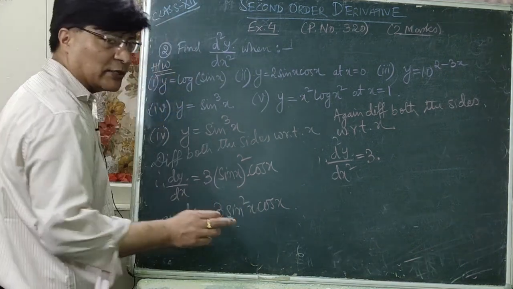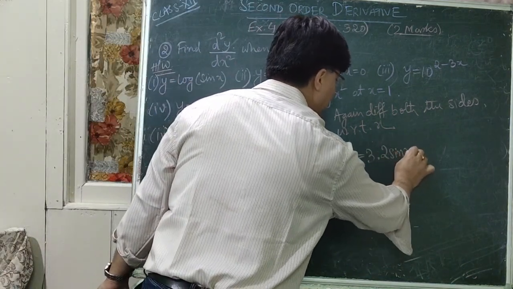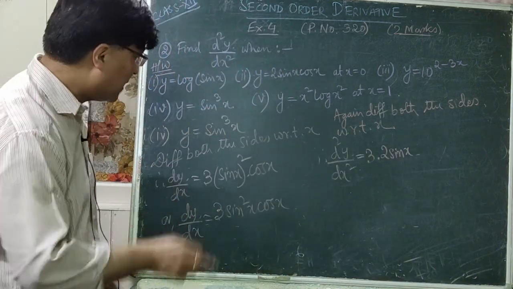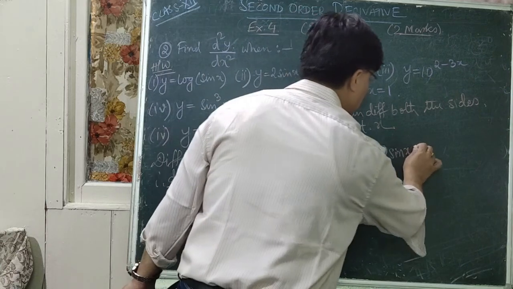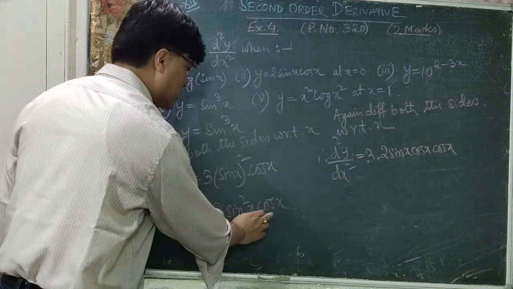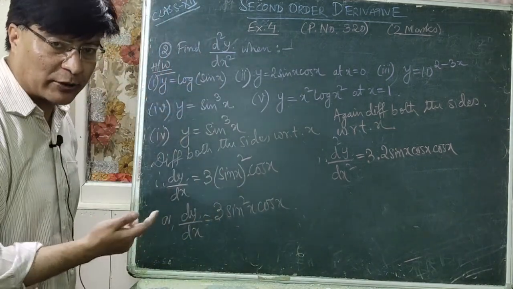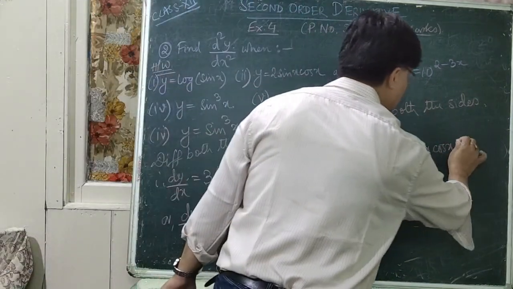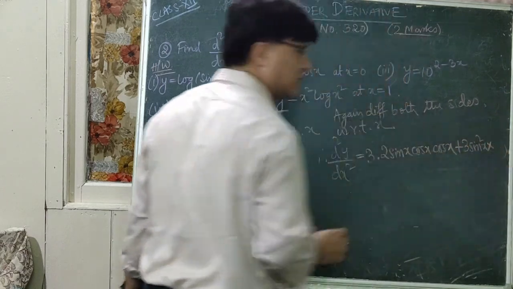It is in the form x square. What is the differentiation of x square? It is 2x, that is 2 sin x. Again differentiate sin x with respect to x, it is cos x into, this cos x remains same because we are using here UV rule or product rule, okay? Now plus 3 sin square x is kept as it is.